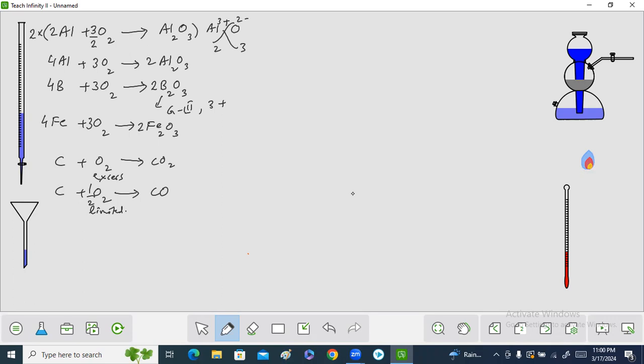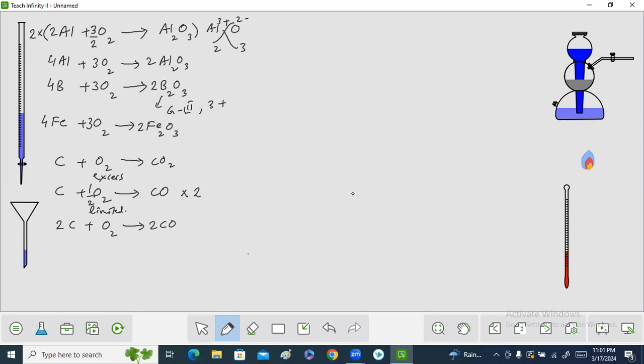But to make it a whole number, we can multiply the complete equation with 2. So if we multiply this equation with 2, so this is 2C. So 2 times 1 by 2 is 1 O2. So it is O2 and 2CO. So this is the balanced chemical equation.